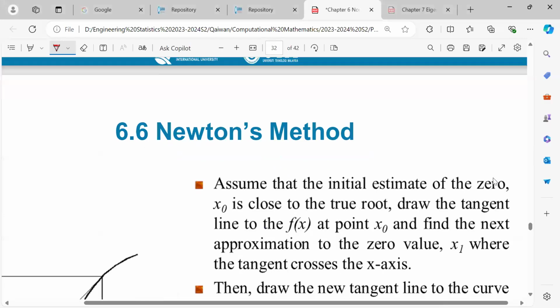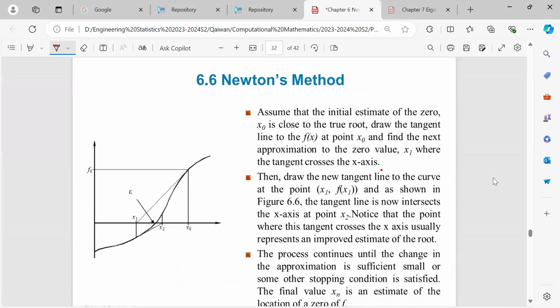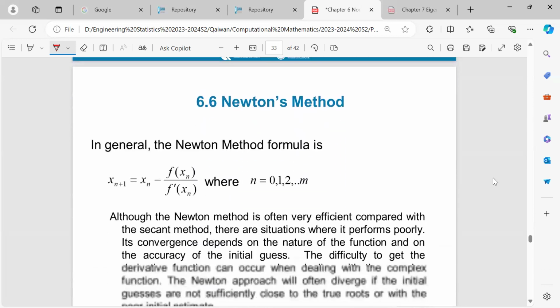We now have another method, which is Newton's method. It's the last method in this chapter. In this method, we do the same: we are going to find the approximate solution for a given nonlinear equation. Newton's method works on only one initial value. We only need one initial value in Newton's method. The rule is this one.